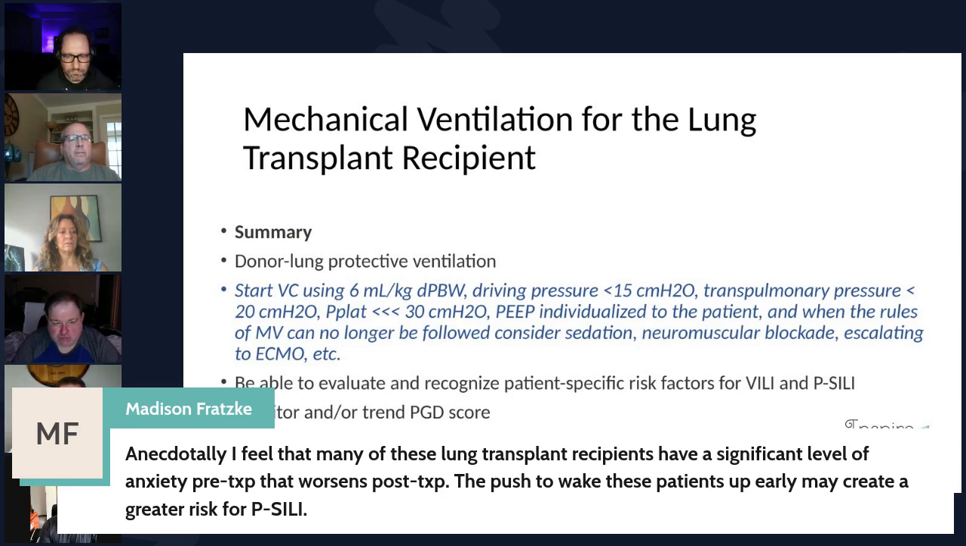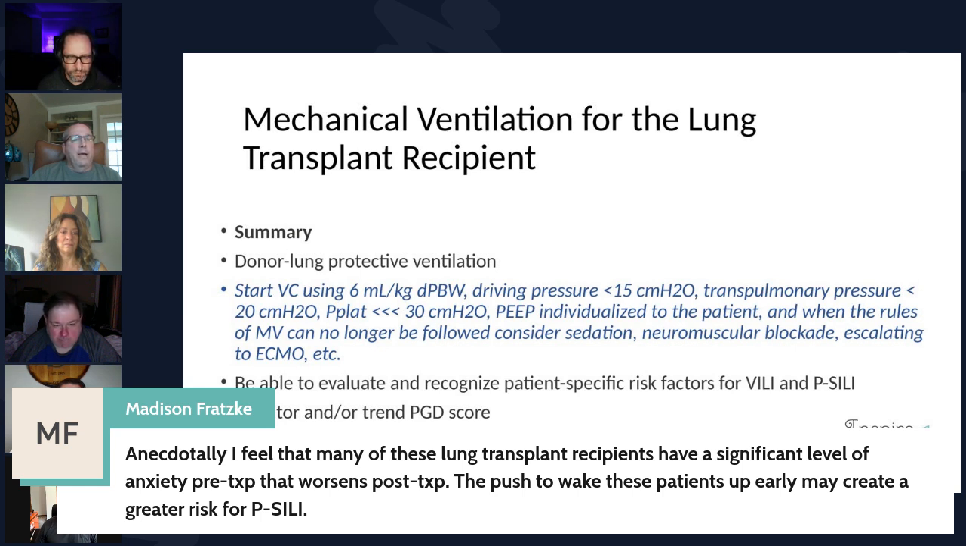Anybody have any feelings on this? Anecdotally, I feel that many of these lung transplant recipients, and Madison actually takes care of these recipients. I take care of the donors, and she's on the other side of the hospital taking care of these recipients, have a significant level of anxiety pre-transplant that worsens post-transplant. To push to wake these patients up early may create a greater risk for P-SILI.